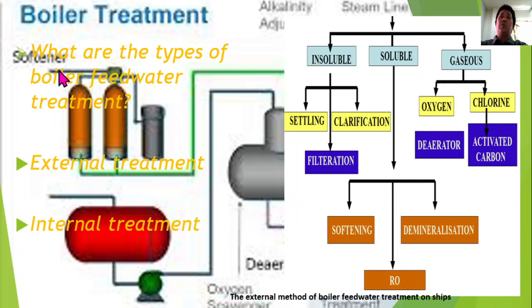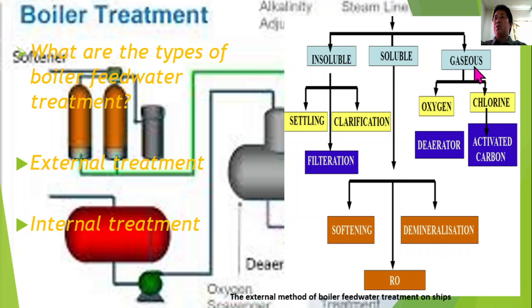We have here the types of boiler feed water treatment. We have external treatment and also internal treatment. For the external treatment, we have insoluble, soluble, and gaseous impurities. For insoluble impurities, we have settling, clarification, and filtration. For the soluble impurities, we have softening, demineralization, and reverse osmosis or RO.